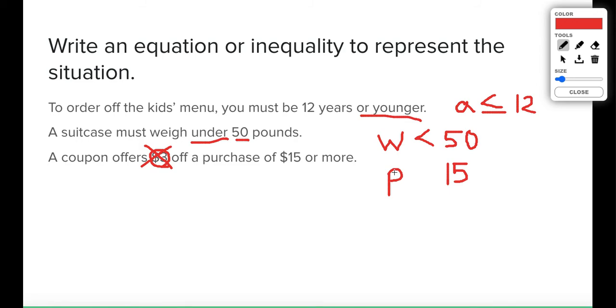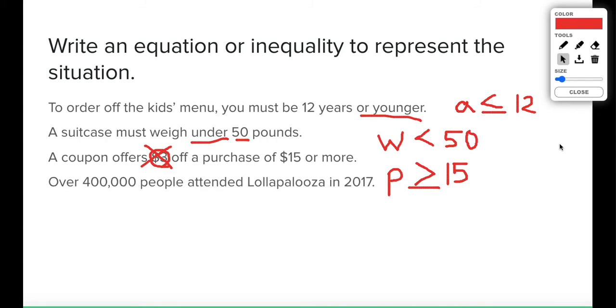So in order for the purchase to qualify, your total must be more than 15, or it looks like it could be equal to 15, because the coupon is off a purchase of $15 or more. So the purchase price, if it's greater than or equal to 15, qualifies for our discount.